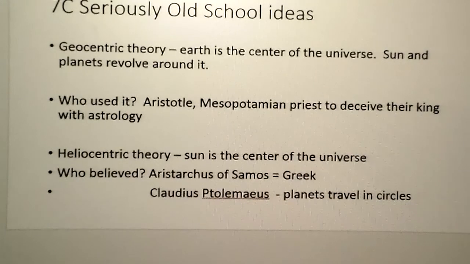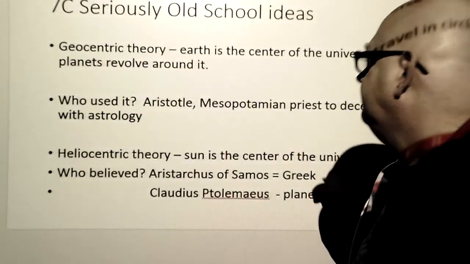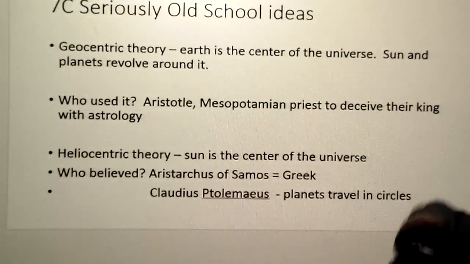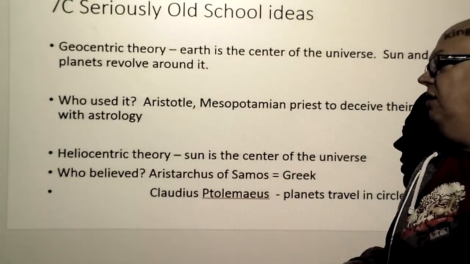So seriously, old school ideas. The geocentric theory is that the Earth is the center of the universe. The sun and the planets revolve around the Earth. Now, who used it? Well, the Greek philosopher Aristotle. Mesopotamian priests. They used that to deceive their king with astrology. Okay? Because astrology is based on movement of stars and planets and all that. But that's the geocentric theory.